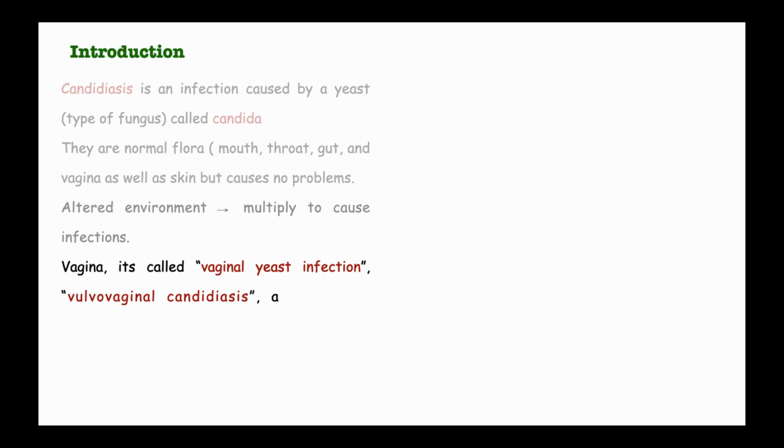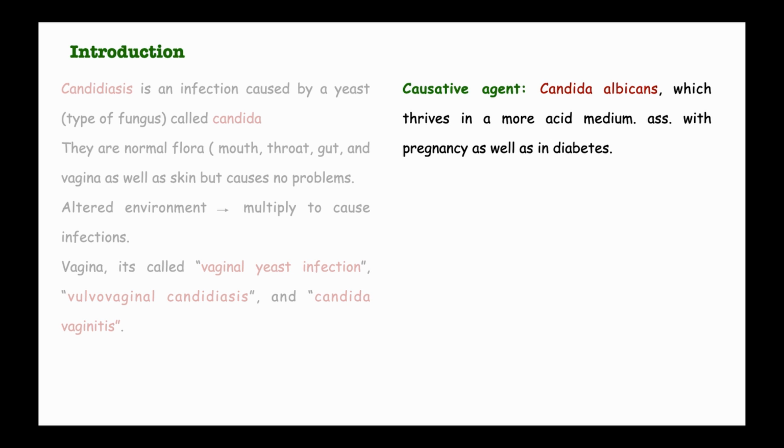Now, when these infections occur in the vagina, we call them vaginal yeast infection. Sometimes we also call it vulvovaginal candidiasis, and we can also call it candida vaginitis. Now, the causative agent, as I tried to allude to before, is Candida albicans, which thrives in a more acidic medium and is associated with pregnancy as well as diabetes.